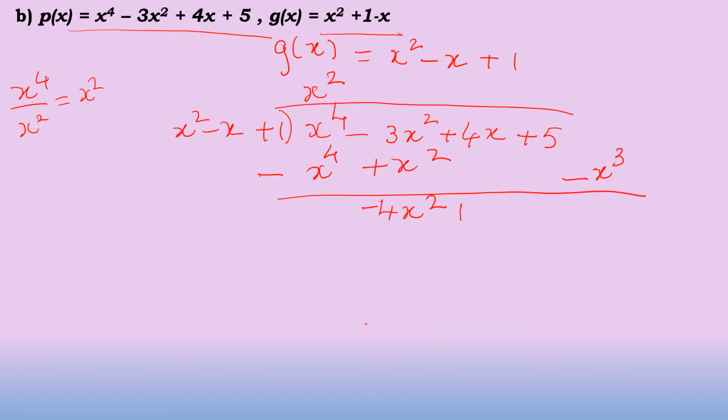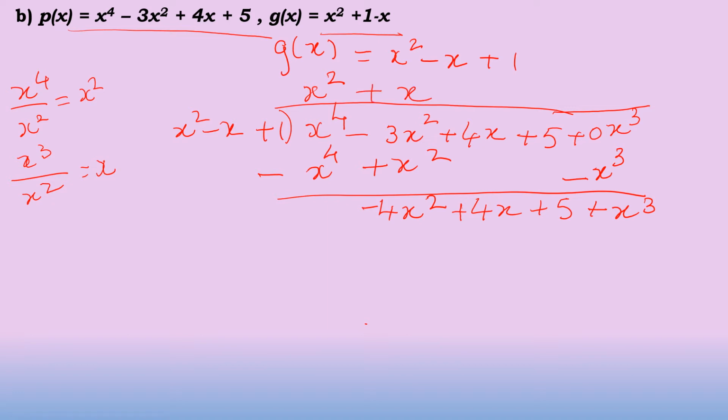Now bring 4x down plus 5. Here you can put 0x cube. So 0x cube minus minus x cube will be plus x cube. So now next highest power of x is x cube. So consider x cube. So x cube divided by x square is equal to x. So you write here in the quotient x.